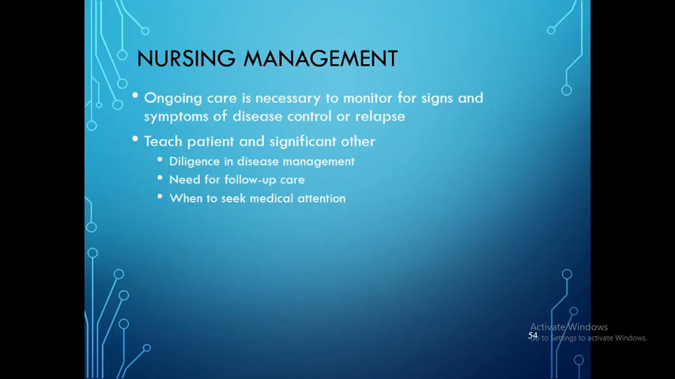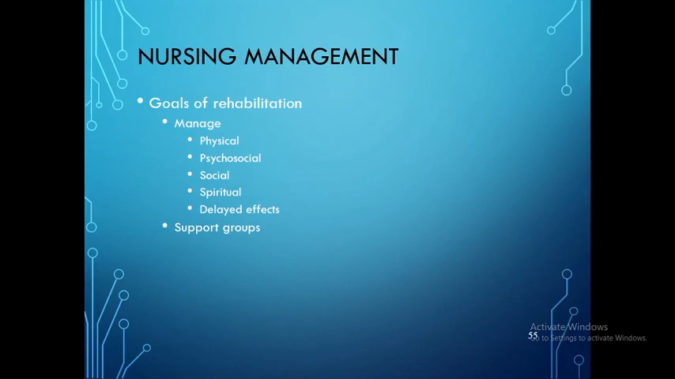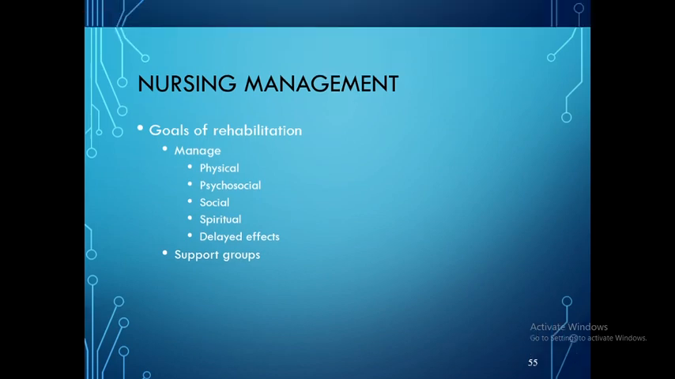Ongoing care is necessary to monitor for signs and symptoms of disease control or relapse. Of course, ongoing care by a nurse is very much important. Teach the patient and significant others diligence of disease management, the need for follow-up care, and when to seek medical attention. You have to teach and educate the patient and the patient's party. Then supportive care: the main goals of rehabilitation are to manage physical, psychosocial, social, spiritual and delayed after effects of this patient. We can introduce the patient to support groups and recreational groups.